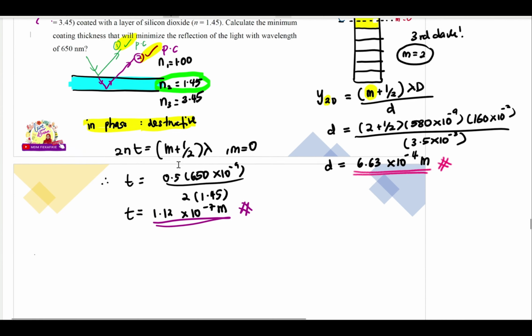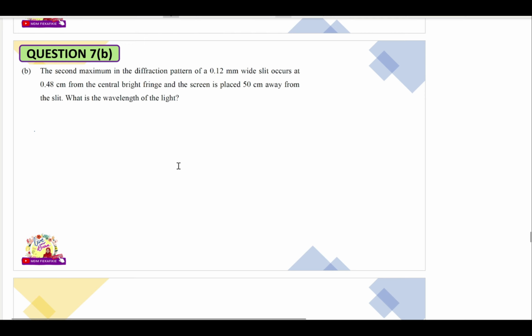Next question, B, 7B. Okay, so here we have, let's read the question first. Okay, so the second maximum in the diffraction pattern, okay, is given 0.12 millimeter wide slit occurs at 0.48 centimeter from the central bright fringe, and the screen is placed 50 centimeter away, okay, from the slit. No, ini bukan diffraction grating. Okay, kalau kita baca dia kata the second maximum, that's mean the second bright fringe. Okay, 0.12 millimeter wide slit. Okay, merujuk kepada single slit.